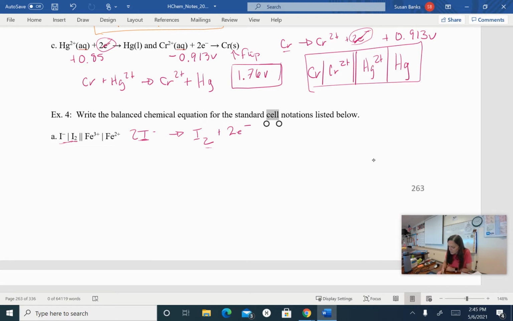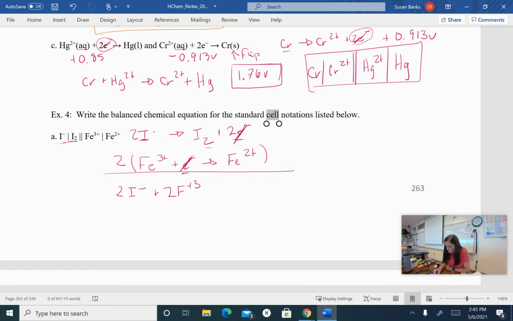Okay, and then how do I go from an iron 3 to an iron 2? I have to add an electron, right? So iron plus 3 plus an electron will get me iron plus 2. Now the thing is, we've got 1 electron here and we've got 2. So that means I'm going to need to double my irons. Okay? So if I double my iron, overall, I'm going to start off with 2 iodides plus 2 iron plus 3s. My electrons will cancel because I've got 2 of them. And then I will have iodine and 2 iron plus 2s. Okay?